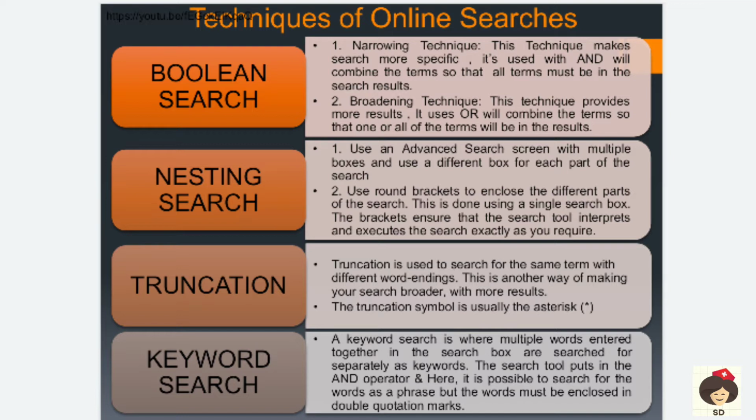Okay, for example, we have to study about knowledge of diabetes mellitus. We use knowledge AND diabetes mellitus. Like that we use the word AND, and only the knowledge and diabetes mellitus related results will be obtained from the search results.